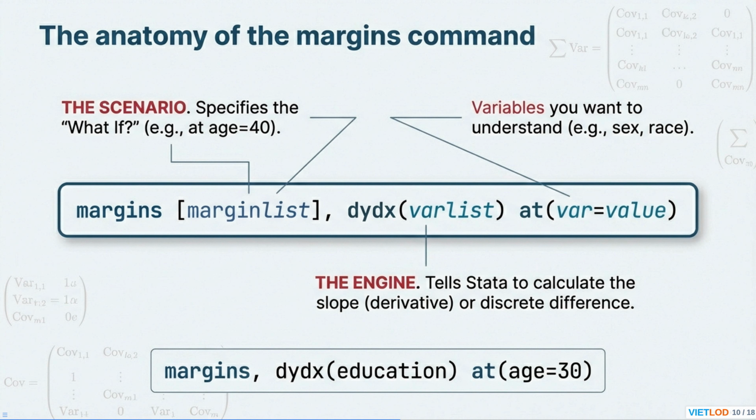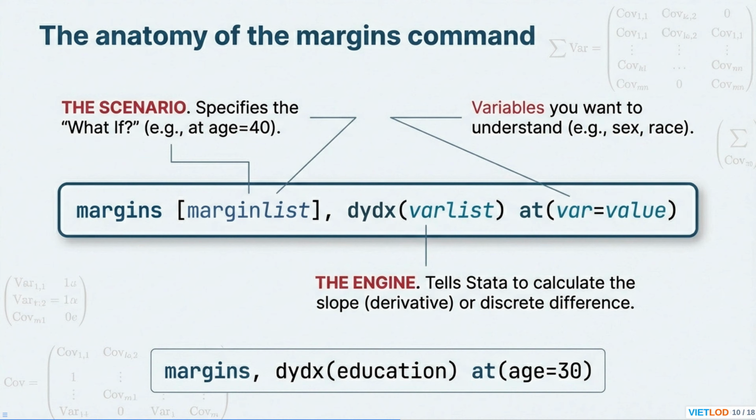The margins command in Stata is incredibly flexible, allowing us to specify exactly how we want to calculate and present our marginal effects. Let's break down its core components, as shown here. The first part, margin list, which is optional, is where you specify the variables for which you want to understand the effects, such as race or sex. Next, dydx varlist is the engine of the command. This option explicitly tells Stata to calculate the derivative for continuous variables or the discrete difference for categorical variables, transforming raw coefficients into interpretable effects.